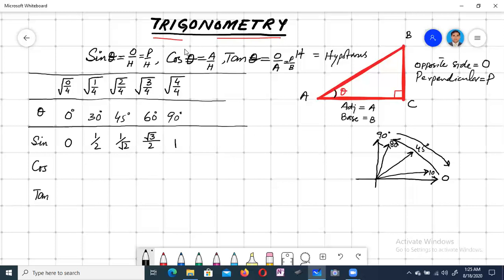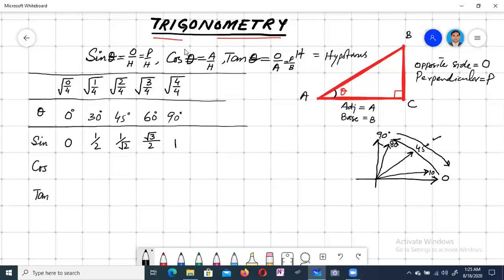From 0 we go to 45, and from 90 we come back 45. At 45 also the values will be the same. Simply, the values of sine and cosine are reversed to each other in each quadrant.